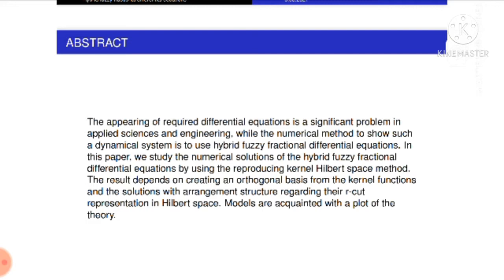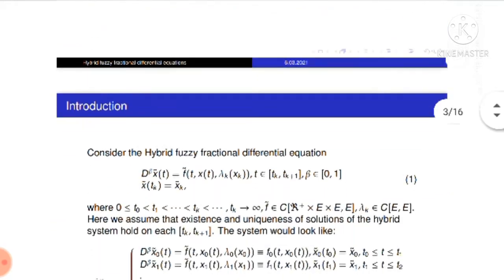In this paper, we study the numerical solution of the hybrid fuzzy fractional differential equation by using the reproducing kernel Hilbert space method. The result depends on creating an orthogonal basis from the kernel function and the solutions, with arrangement structure regarding their representation in Hilbert space. Models are required with a point of the theory.